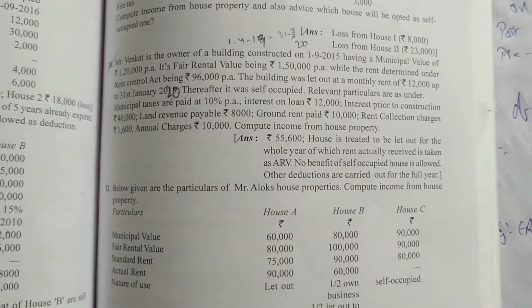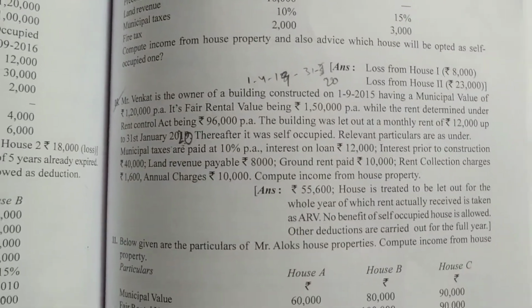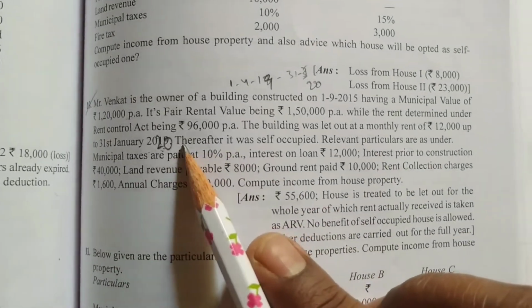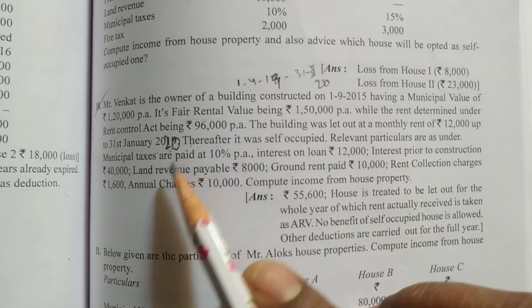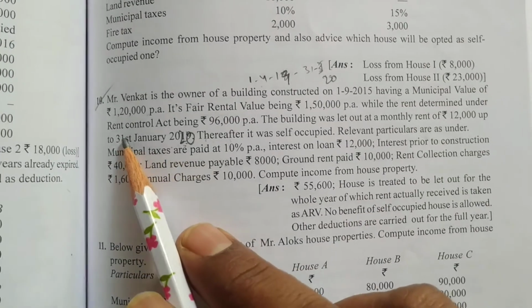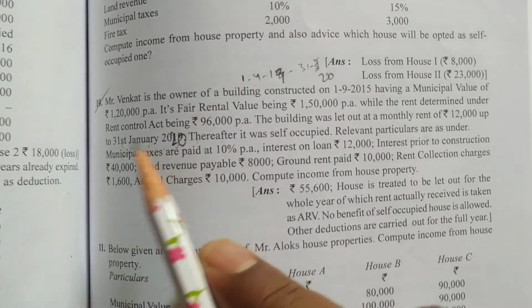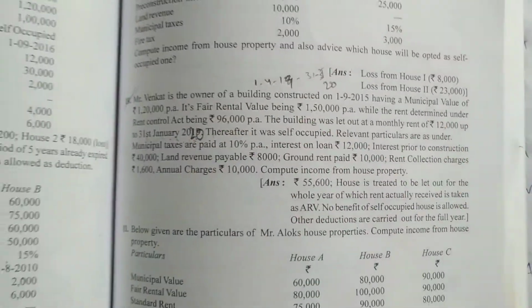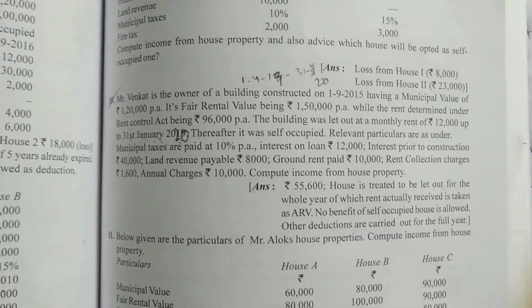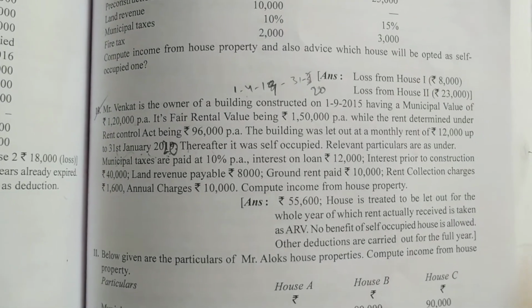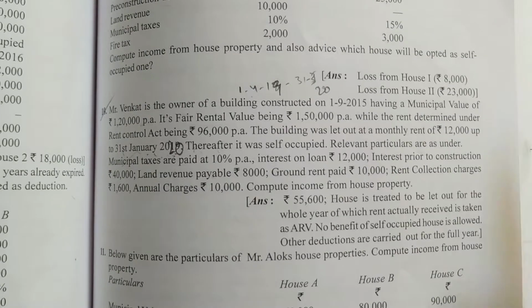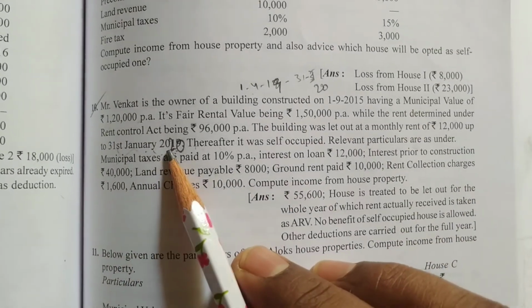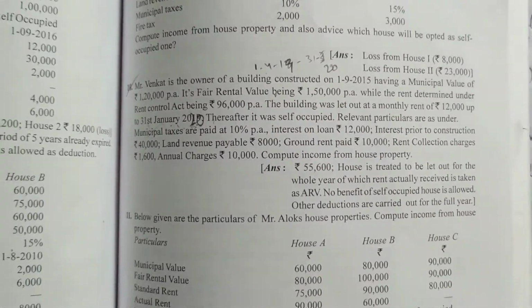Okay, so only one change here. What is the change? We have to take actual rental value for 10 months, because from April you count till 31st January, and January is the entire month. So count April, May, June, July, August, September, October, November, December, January. That means 10 months the building is given on rent. The 2 months, do not consider.